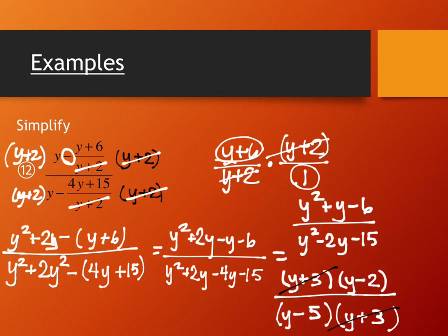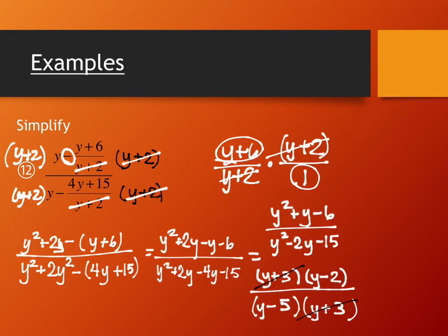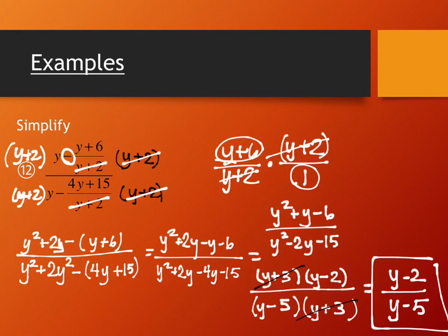So my final answer, man, I am all over the screen. I'm so sorry. My final answer then is y minus 2 on top and y minus 5 on bottom. And those don't reduce because they don't both divide by the same things. I know there's y's that match, but those are not multiplication factors of y's. They're addition or subtraction factors of y's. Any questions on that one?